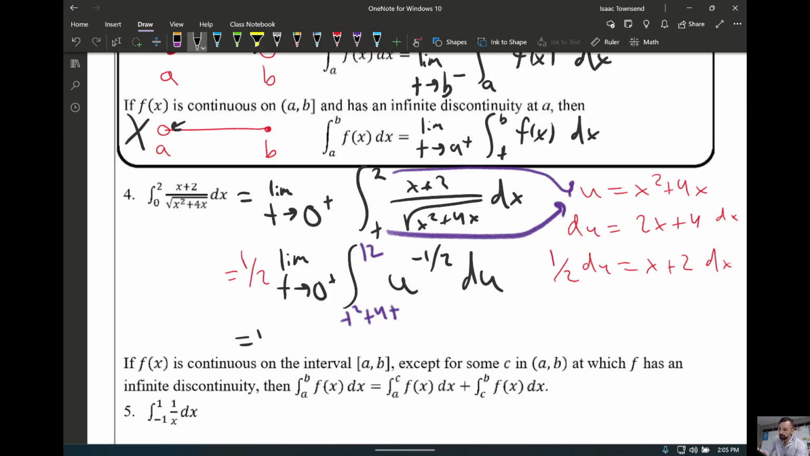Okay, so I've got a 1/2, a limit as t approaches 0 from the right. Now I'll integrate this. I'll raise the power by 1, divide by the new power, which is the same as multiplying by 2, and that needs to be evaluated from t squared plus 4t to 12. Now notice we have a times 2 and a divide by 2, so I'm going to just let those two cancel.